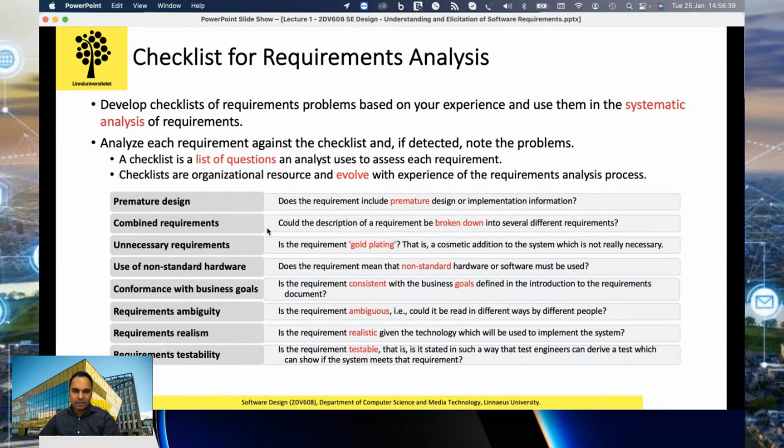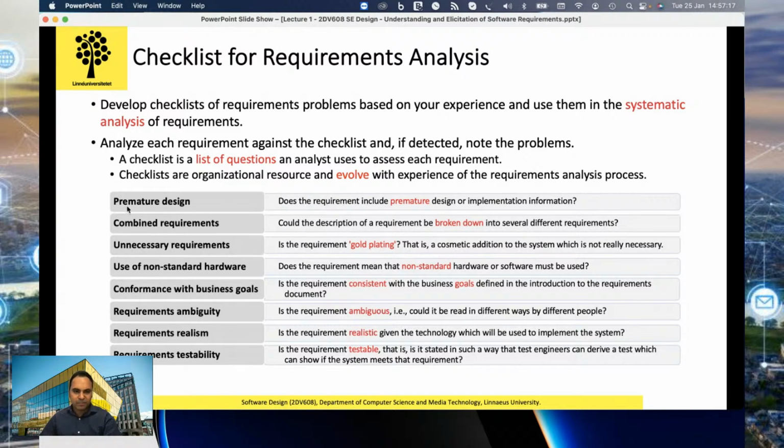answer the questions that are applicable to each of the requirements. I don't know if I could make it clear. So let's say you have a table. In the row of the table, you have these 8 criteria, and in the column of the table, you will have all the requirements. So for each requirement, you will basically ask this question and either say yes or no, or other responses, based on which you will analyze your requirements at the end.